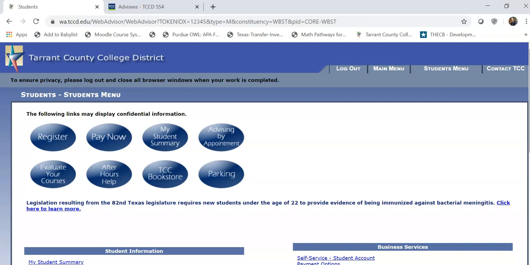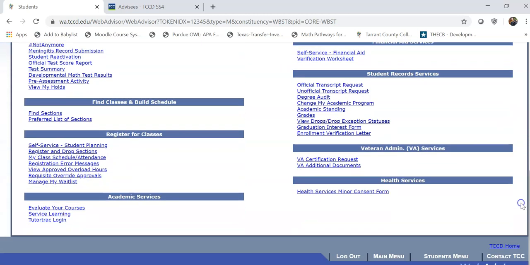So when you go to Web Advisor, click on the student menu, and then under register for classes, you are going to click on the first option. It says self-service student planning. Again, self-service student planning, also known as Ellucian.